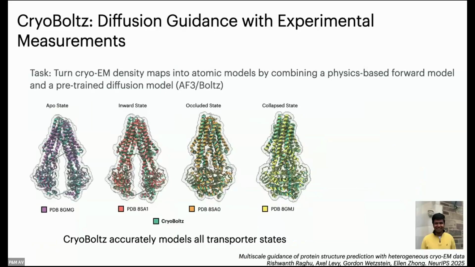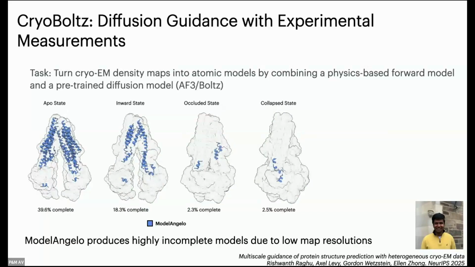You can take a look at our preprint, and then just one quick vignette on the results. So this is one transporter system. The real cryo-EM structures had four different states, and with cryobolts, we can accurately model all transporter states. In contrast, atomic modeling based approaches that don't integrate this prior information, that operate in a purely bottom-up fashion, produce highly incomplete models because of the low resolution of these maps.